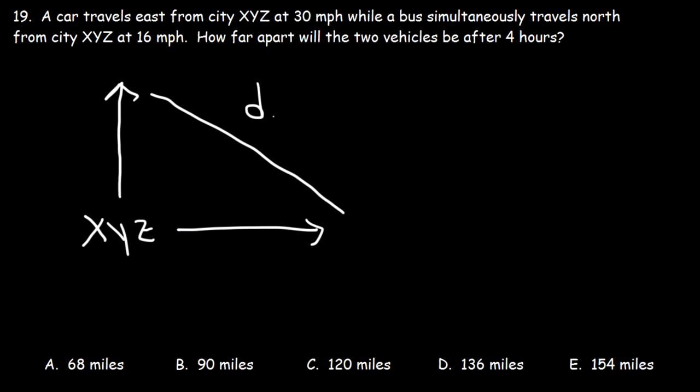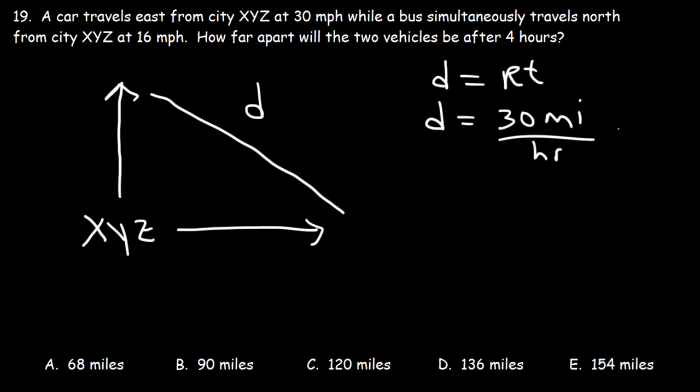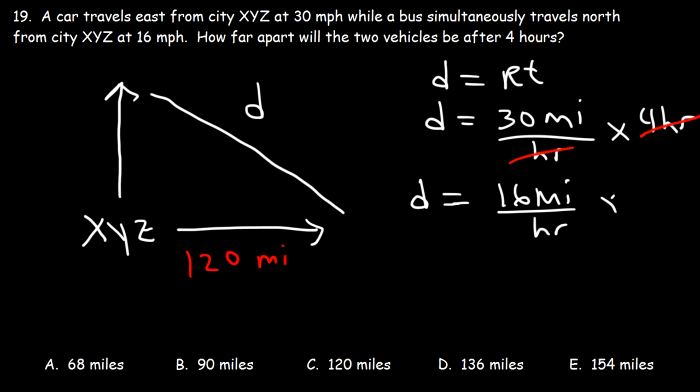So we need to find the distance that each vehicle travels in 4 hours. D is equal to RT. In the case of the car, it is traveling at a rate of 30 miles per hour. So after 4 hours, the car will travel a distance of 120 miles. 30 times 4 is 120. Now, in the case of the bus, it has a rate of 16 miles per hour. And after 4 hours, it's going to travel a distance of 64 miles.